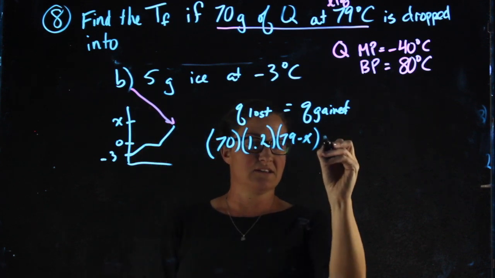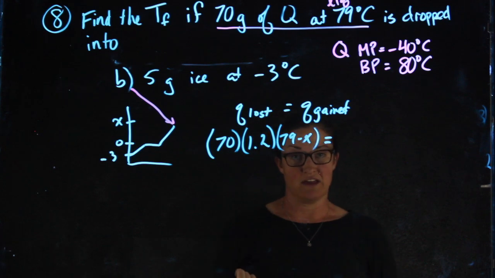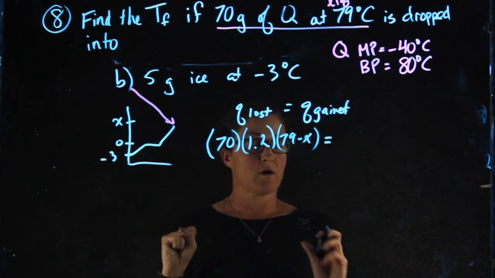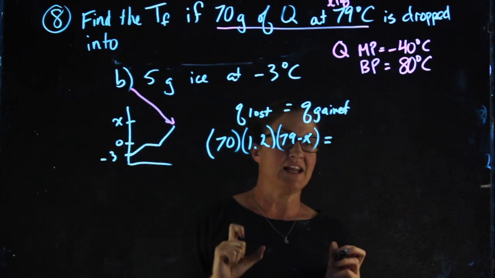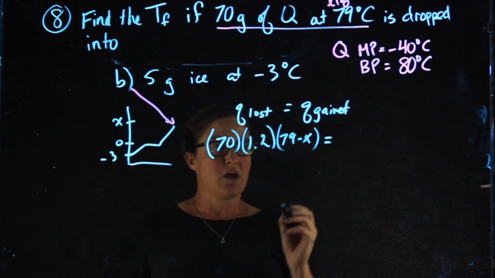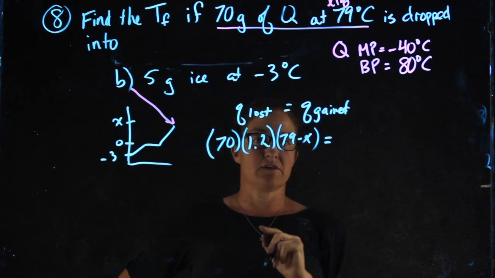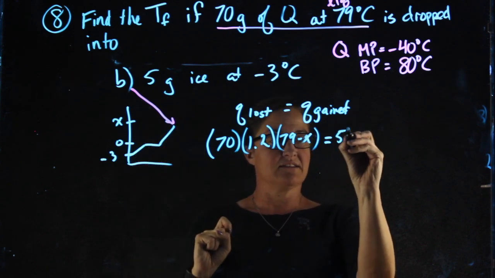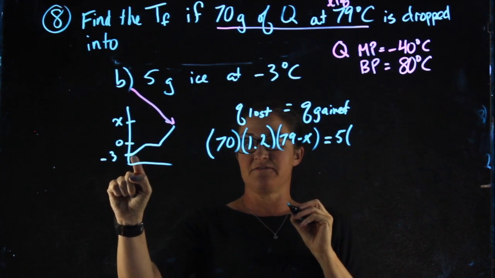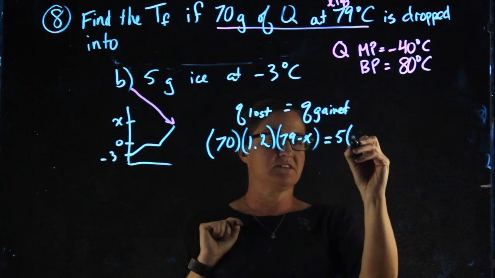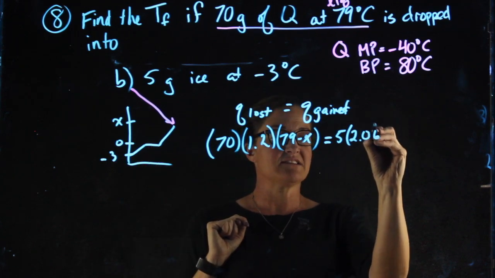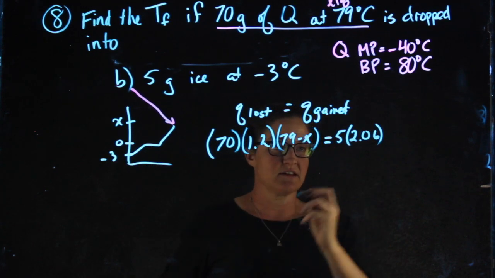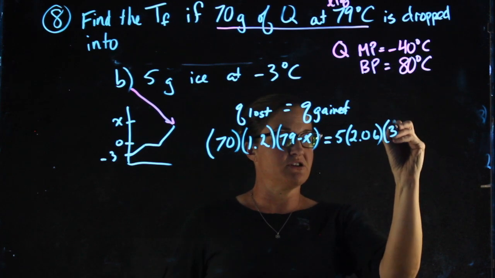The issue is the ice is doing three things. The ice is warming up, it's melting, and then it's heating up to some final temperature. So I'm going to have a bunch of terms over here for ice. So first of all, I have 5 grams of ice. In the ice phase, it's going to go from -3 up to 0. Ice has a specific heat of 2.06, and this step is going to have a temperature change of 3.